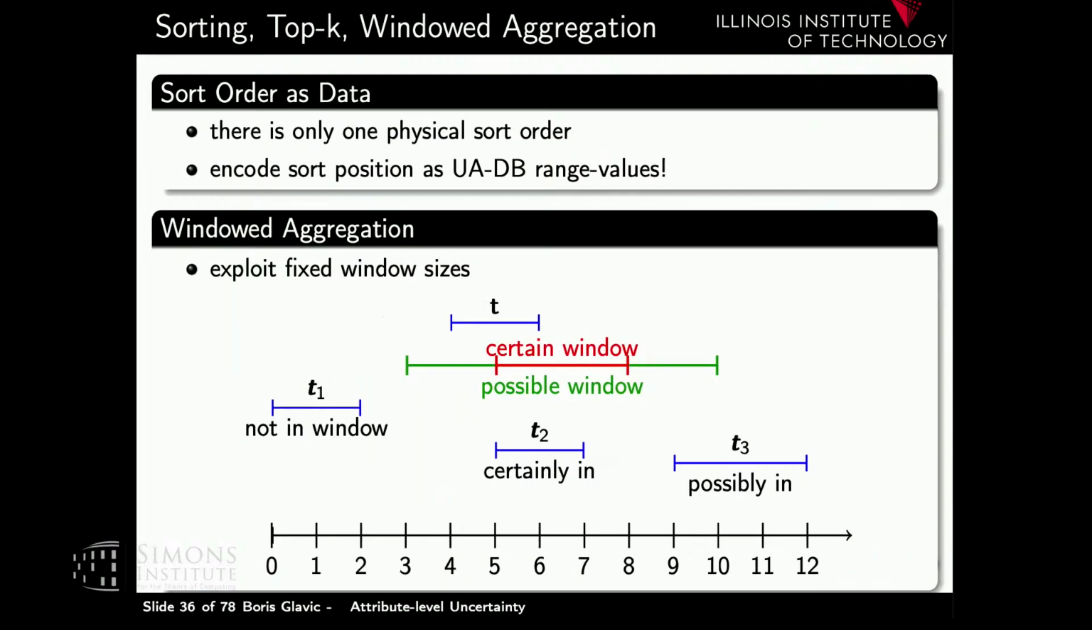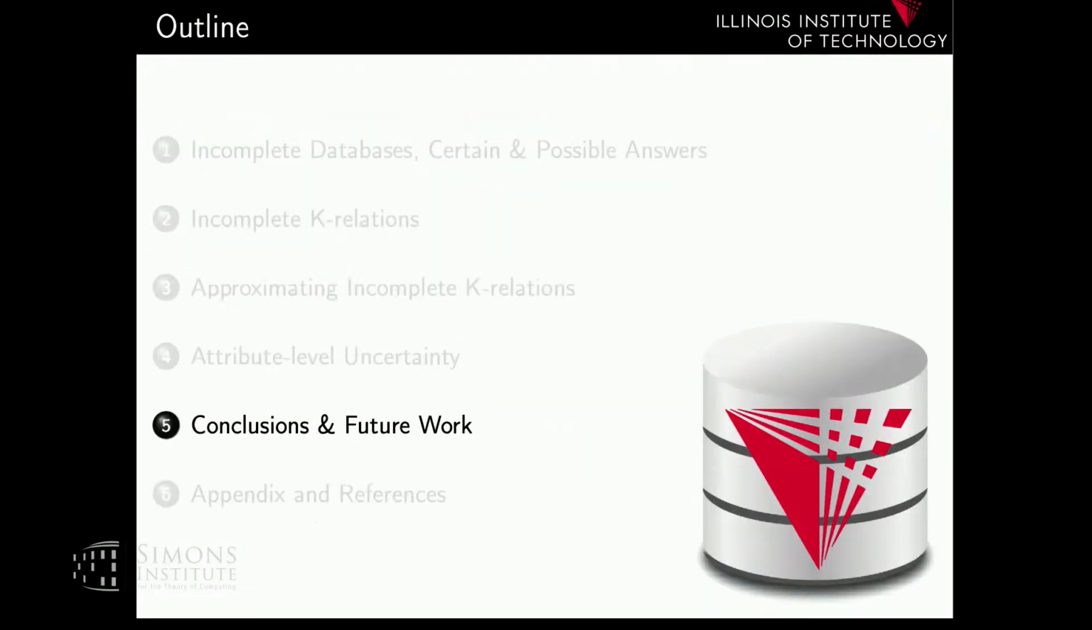We also extended this to sorting-based operations, where we use the fact that we have this uncertainty of values to represent uncertainty in the sort order, and also can do windowed aggregations over this. That's our latest work, published this year.